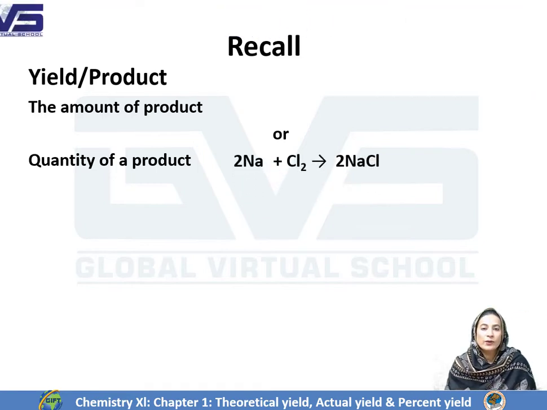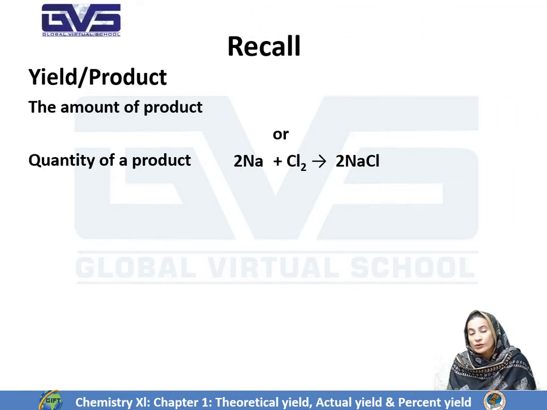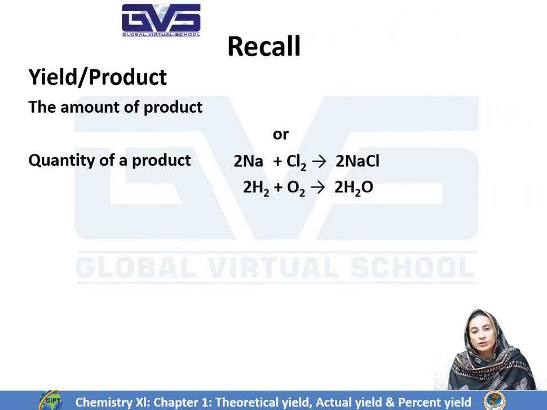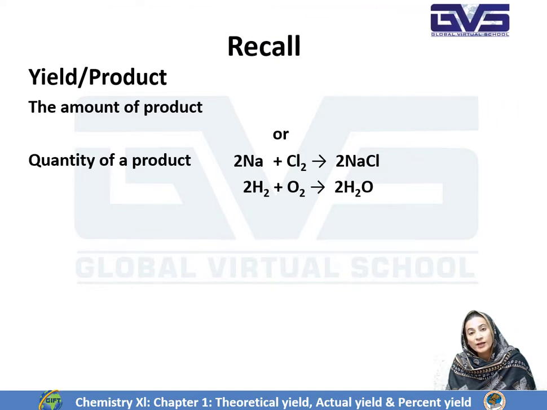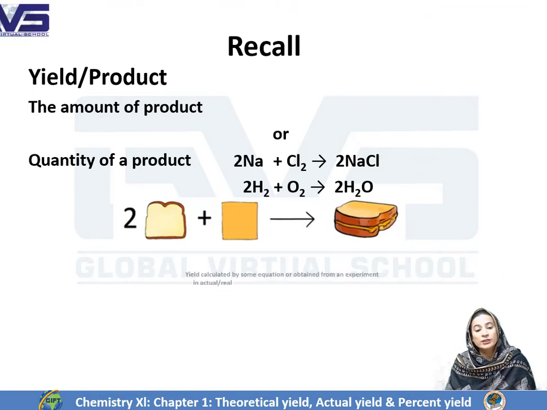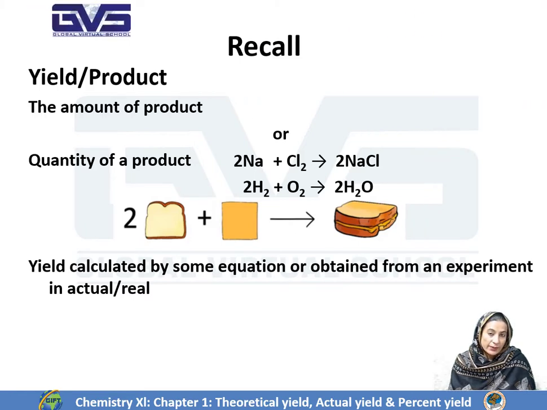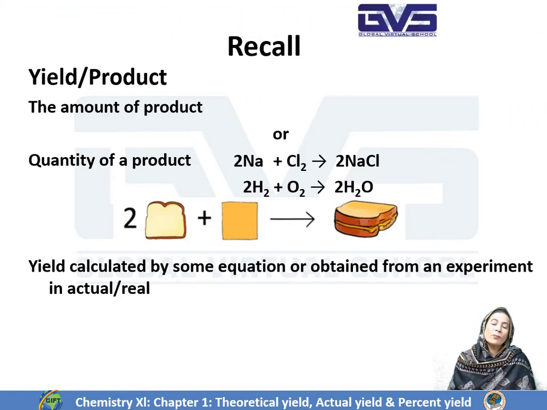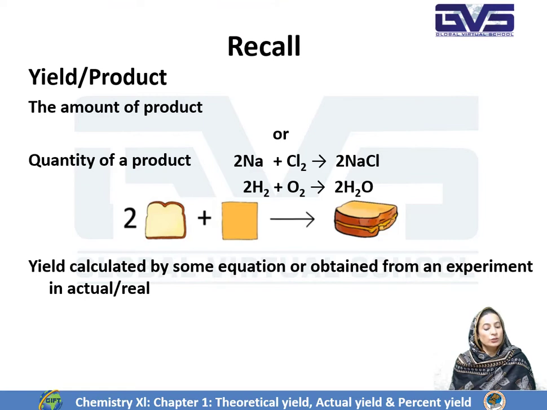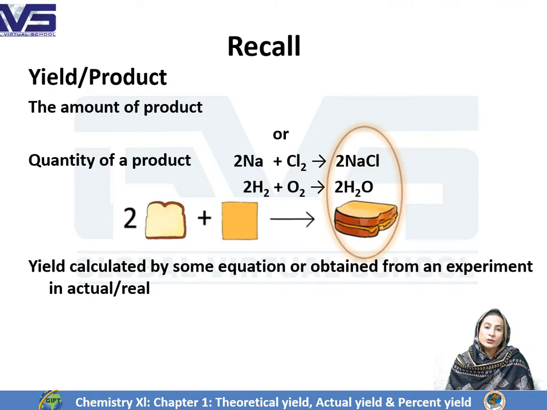For example, sodium chloride, the table salt that is formed. This sodium chloride that is produced, this is yield. This product is yield. Formation of water with the help of hydrogen and oxygen. This water that we have obtained, this product is yield. Similarly, sandwich or pizza or burger, these are the yield. So yield is calculated by some equation, like in the limiting reactant, non-limiting reactant, or you obtain it from performing some experiment. This product is called the yield. But we have different types of yield: theoretical yield, actual yield and percentage yield.